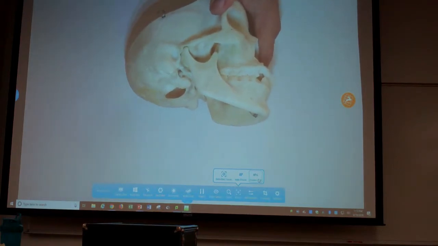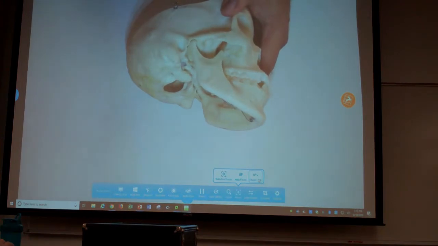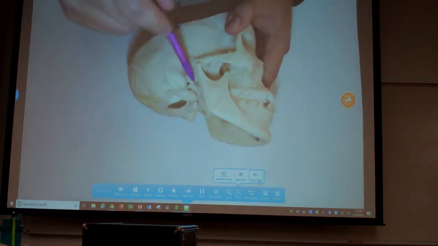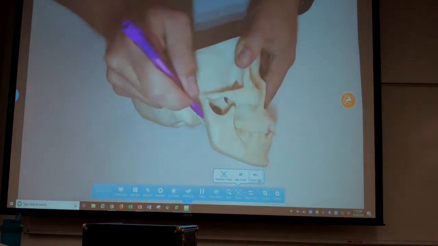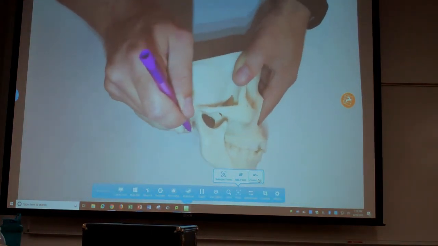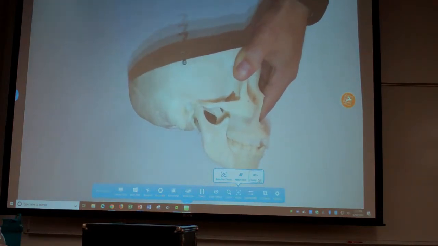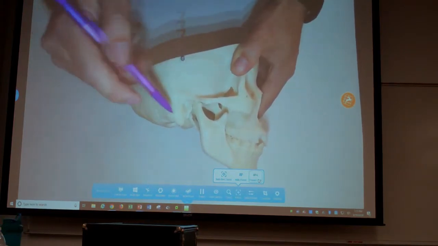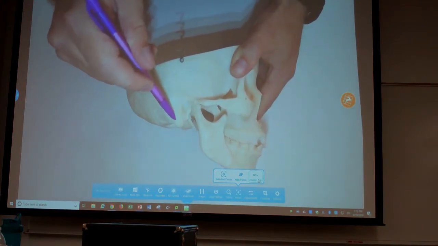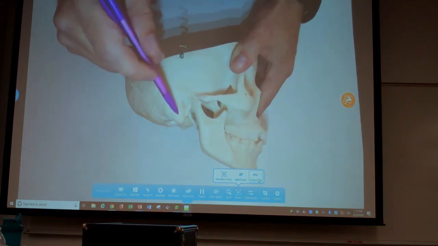Styloid process. Styloid, thinking stylus like a pen. Process meaning something that sticks out. On the bottom here, this pointy part, you consider that styloid process. Mastoid process. Mastoid, thinking mastodon, big old woolly mammoth, big old elephant. Talking right there. Kind of looks like a baby tusk. Styloid process and mastoid process.